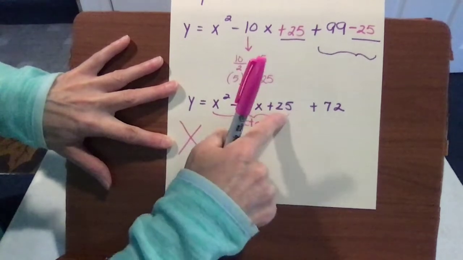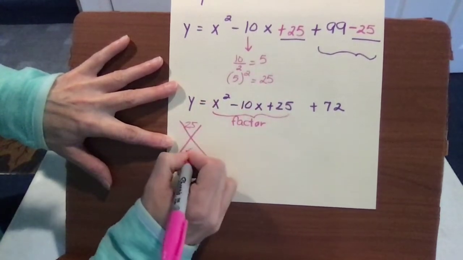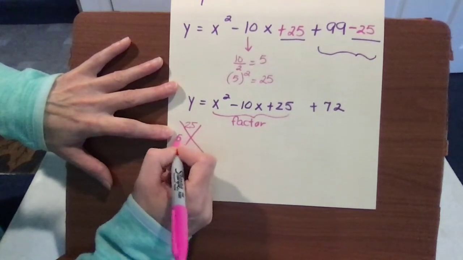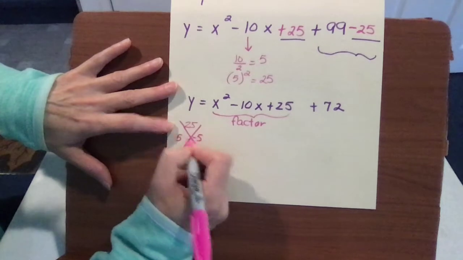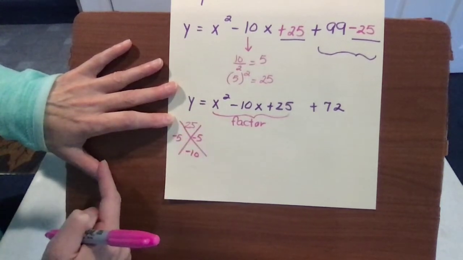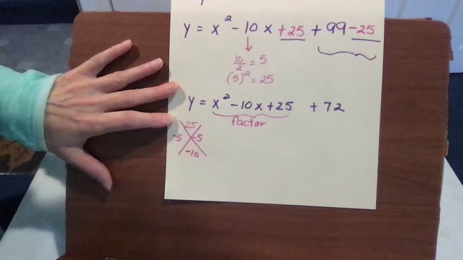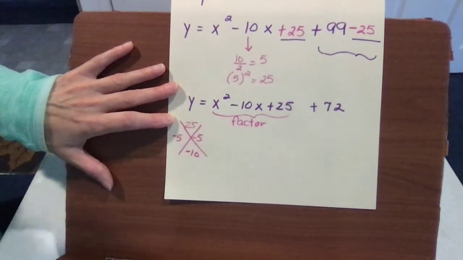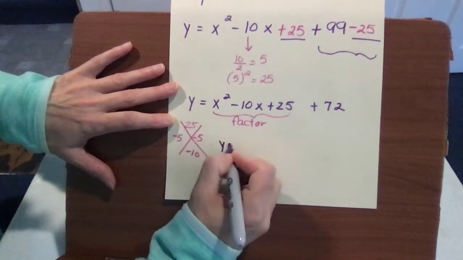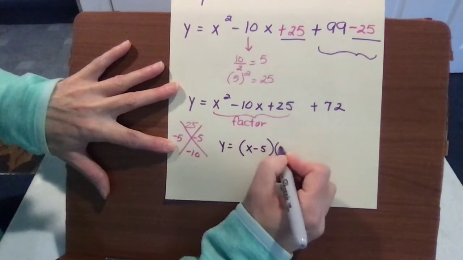All right, we're going to put our 25 on top. We're going to put our negative 10 on the bottom of our diamond. And to complete our diamond, we get 5 and 5. They're both going to be negative, and we double check: negative 5 times negative 5 is positive 25, and negative 5 plus negative 5 is negative 10. So our factors here are y equals x minus 5, x minus 5.